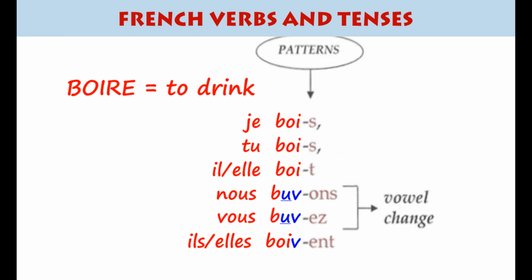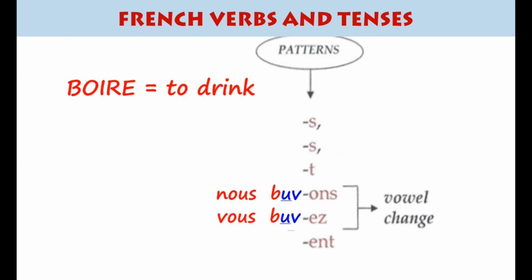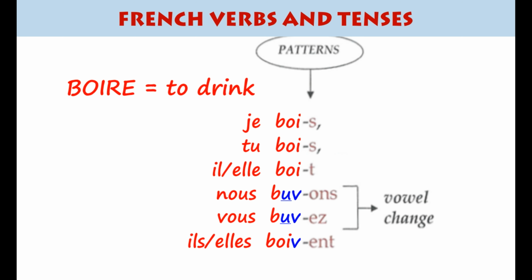Boire, to drink. And it generally follows this pattern, SST, ONSEZENT. But these two really often have a vowel change, or in the case of the one that we're looking at now, it includes a consonant change as well. Some kind of weird change for these two. So je bois, tu bois, il boit, with a T, though you don't hear that. Nous buvons, vous buvez, and then back again to boivent, and we've got a consonant turned up there as well.